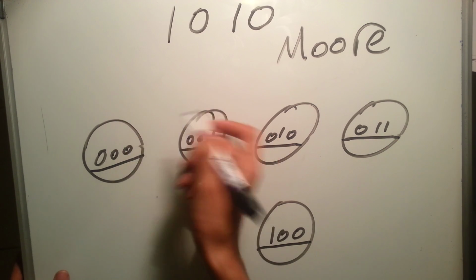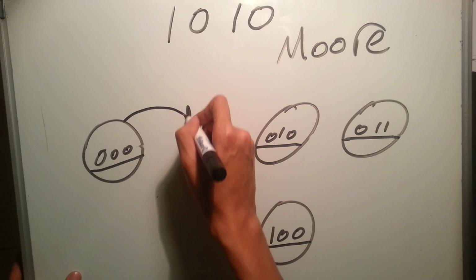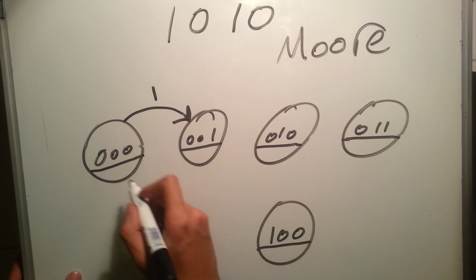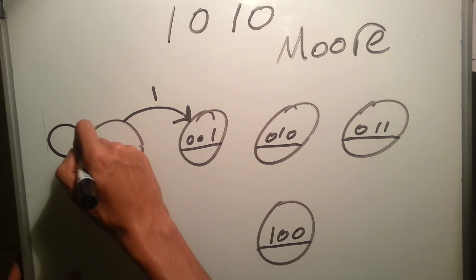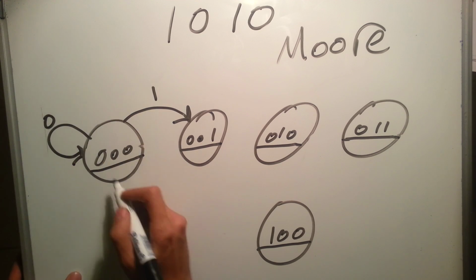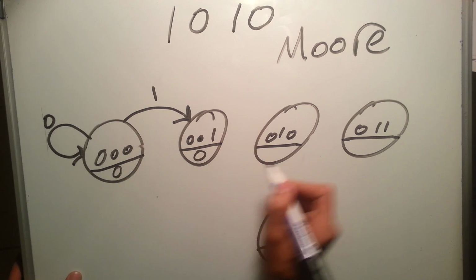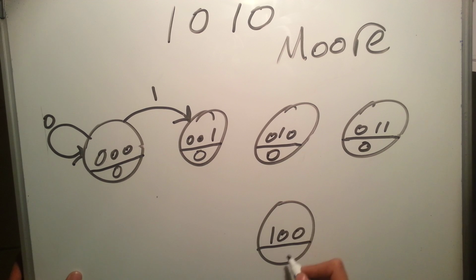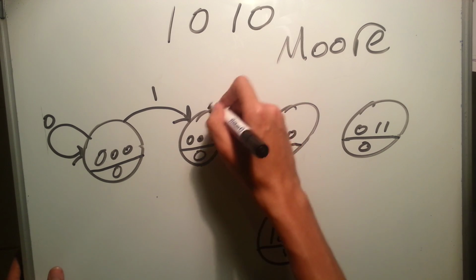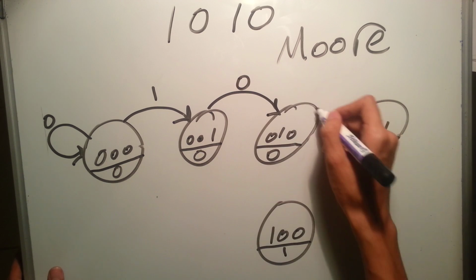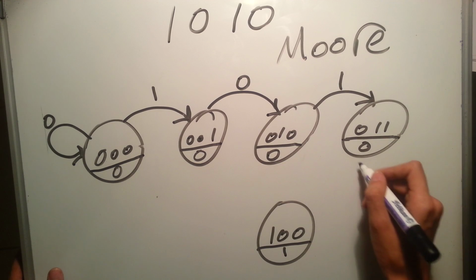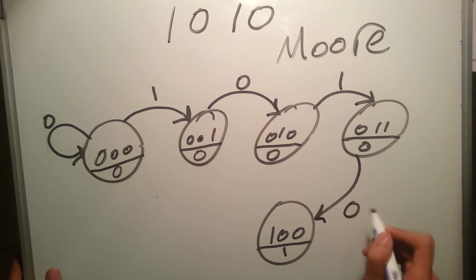And you just plug in: if you get a 1, you'll go here. If you get a 0, you'll stay at your place. But still the output here is 0, 0, 0, 0, and it'll be 1 here. If you get a 0, you'll go to the next state. If you get a 1, you'll get to the next state. If you get another 0, so it's 1 0 1 0, you will get the output 1.